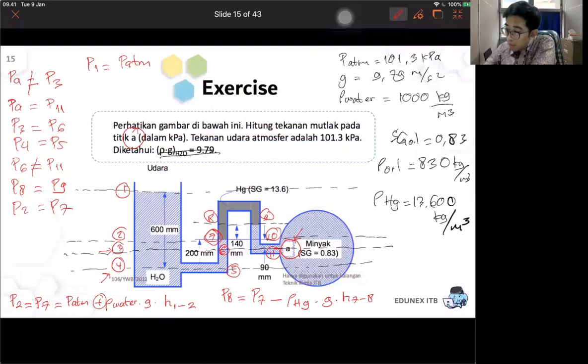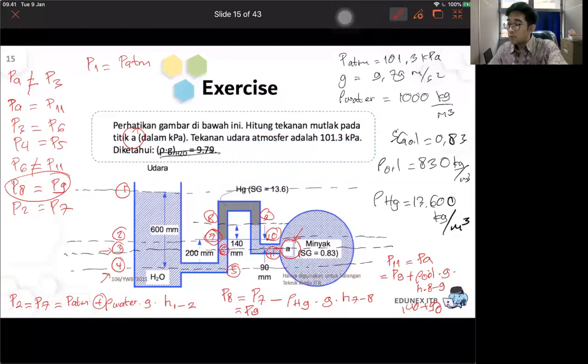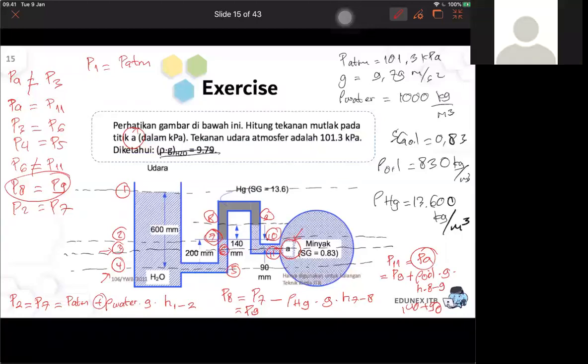Okay. This one equals P9, right? P8 equals P9. Then P11, or PA, is P9 plus density of oil times g times h from 9 to 11. Nilainya berapa? 140 ditambah 90. Okay, then you get the value of PA. Yes, sir.